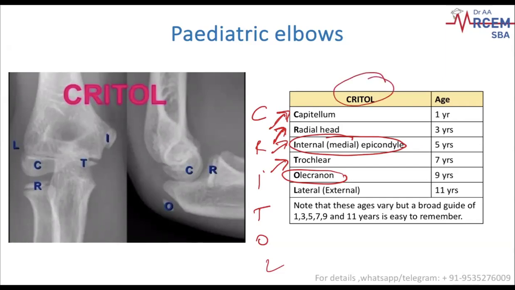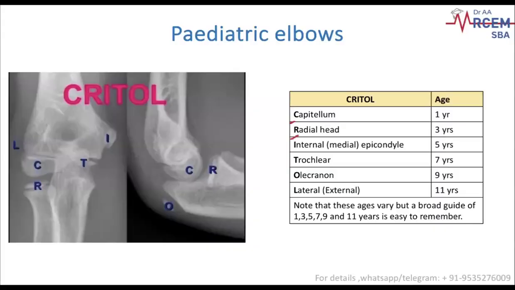It is an easier way to remember the mnemonic CRITOL, where C stands for capitulum, R stands for radial head, I stands for internal epicondyle, T stands for trochlea, O stands for olecranon, L stands for lateral epicondyle, also known as external epicondyle. Each one of these ossifying centers appears at an odd age. It starts with 1, 3, 5, 7, 9, 11. So all of these are odd numbers, easy to remember.